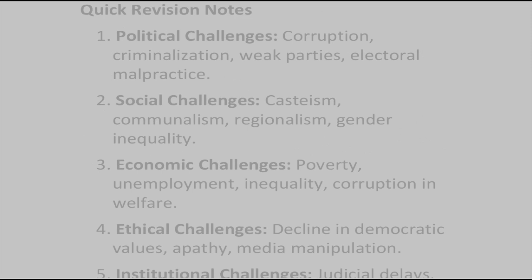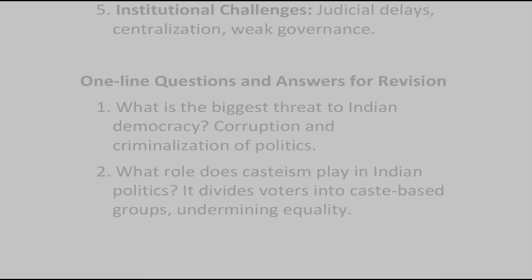Quick revision notes. 1. Political challenges, corruption, criminalization, weak parties, electoral malpractice. 2. Social challenges, casteism, communalism, regionalism, gender inequality. 3. Economic challenges, poverty, unemployment, inequality, corruption in welfare. 4. Ethical challenges, decline in democratic values, apathy, media manipulation. 5. Institutional challenges, judicial delays, centralization, weak governance.